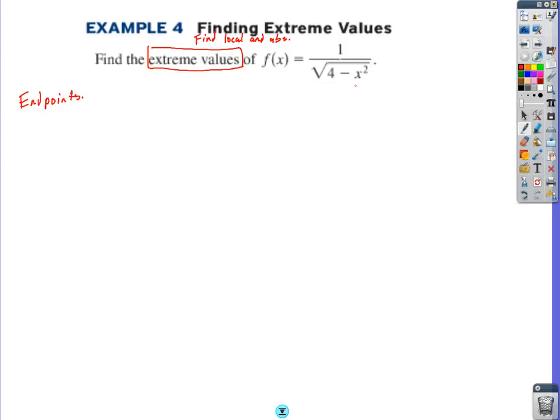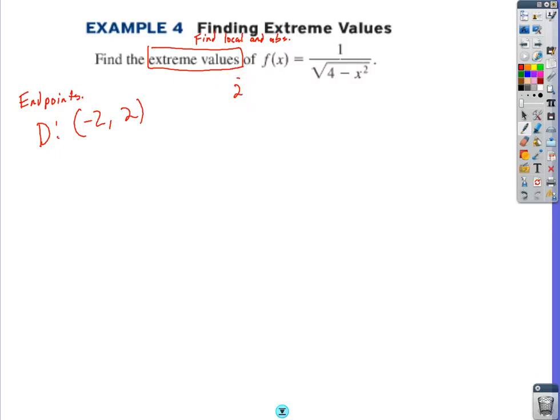But what about 2 itself? If I put 2 in there, I get the square root of 0, which is fine for the square root part, but it makes my function 1 over 0, which is bad. So my endpoints can only be from -2 to 2. That's my domain. Is it closed? No. So the extreme value theorem does not apply. Because it does not apply, I will not necessarily have both a min and a max. I'm not guaranteed that. I have to find that out. But I still continue with my process.